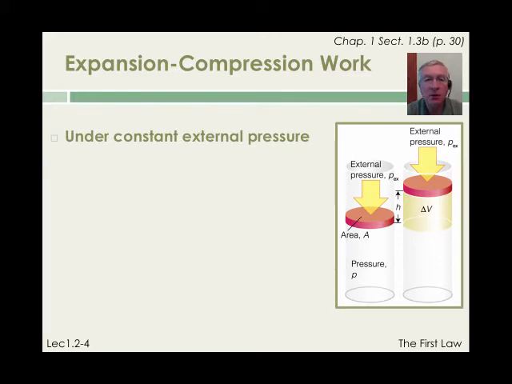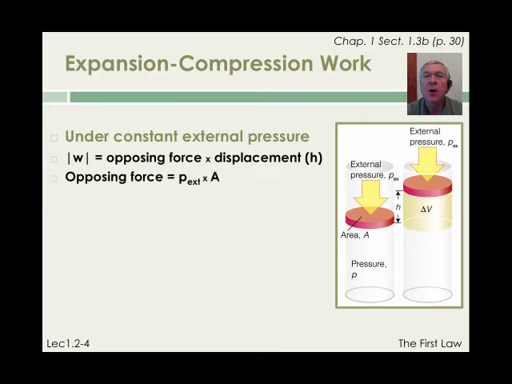The magnitude of the work of expansion is written as the product of the force opposing the displacement of the piston by the displacement, denoted here by the symbol h. The force opposing the motion of the piston is the product of the external pressure by the area on which the pressure is acting. That is A, the cross-sectional area of the piston. So the magnitude of the work is written as W equals h times A times P external.